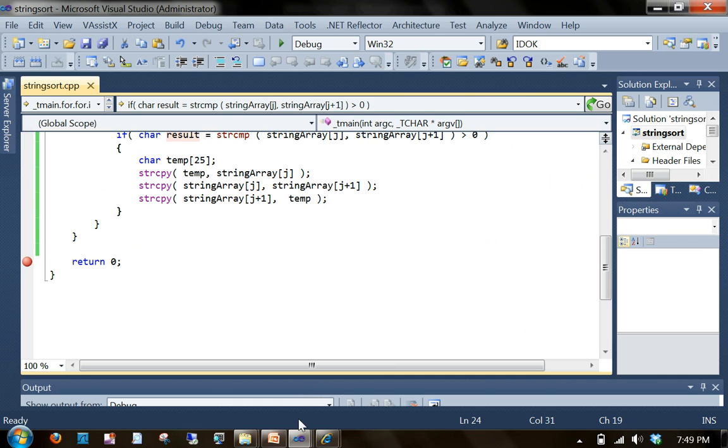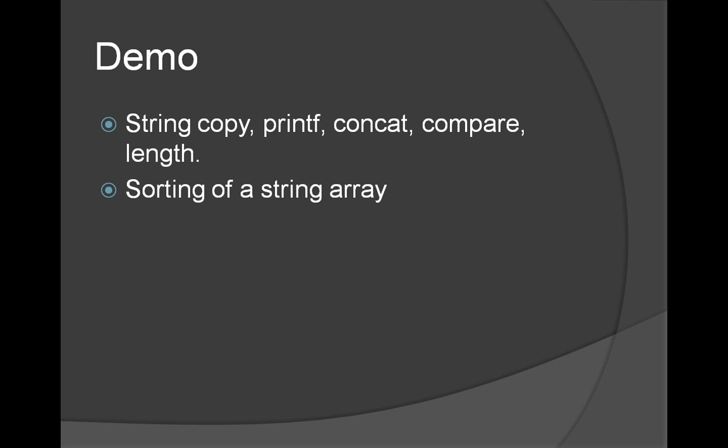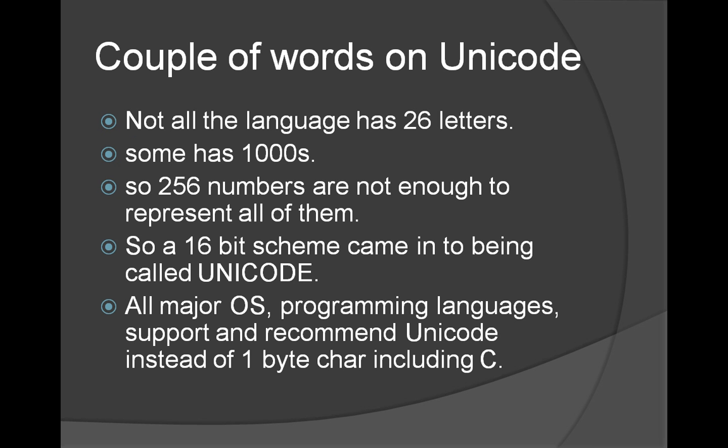Now let's go back to our slides. We have seen sorting of the array, and we have seen how to use a two-dimensional array as well. I would like to give you a couple of words about something called Unicode. All the strings we have seen so far are character arrays, or arrays of 8-bit numbers. 8-bit can hold up to 2 raised to 8, or 256, different numbers.